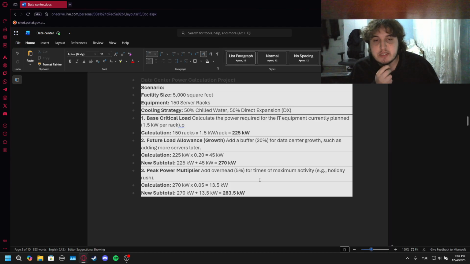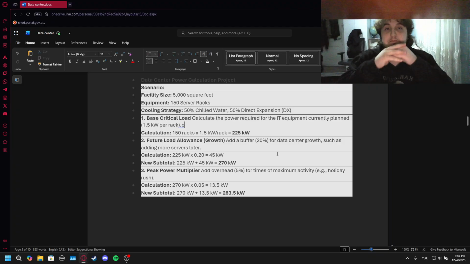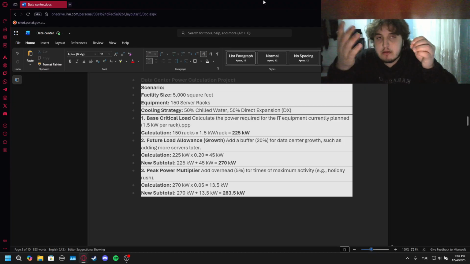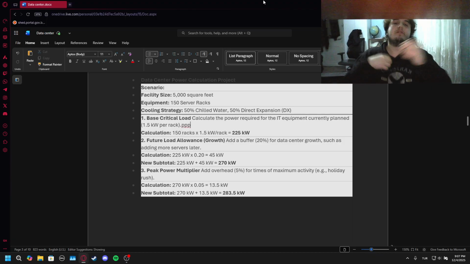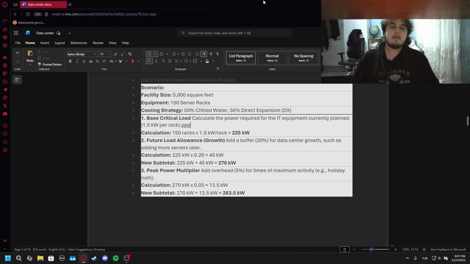Peak power multiplier: add overhaul 5% for times of maximum activity, whole day rush, such and such. This basically means when, let's say, there's a grand prize going on and everyone wants to join an easy sale. Everyone wants to get all of that free money. Everyone wants to join the competition to get the grand prize. Everyone wants to join the grand lotto, and why not? Everyone joins it, and it's all saving their names, their information, getting their money, calculating all of that.